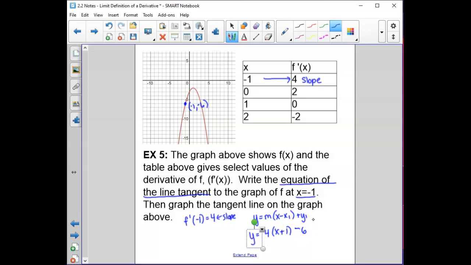Now, it does ask me to graph this tangent line. I could distribute if I want to, or I know my slope is 4. So from this point, I can just go up 4 over 1, and go down 4 over 1, and I'll get this tangent line right here.